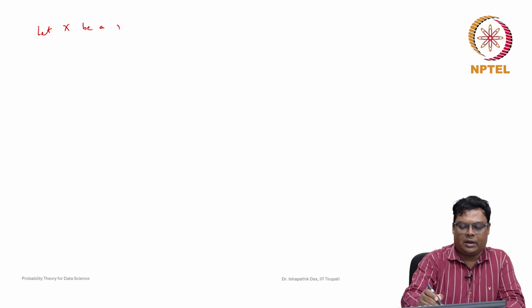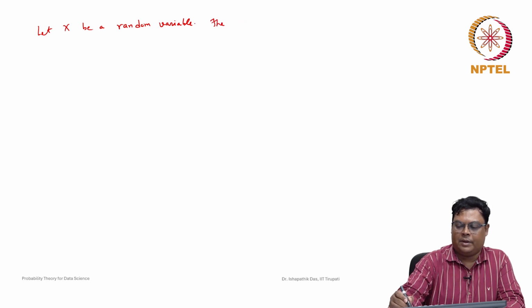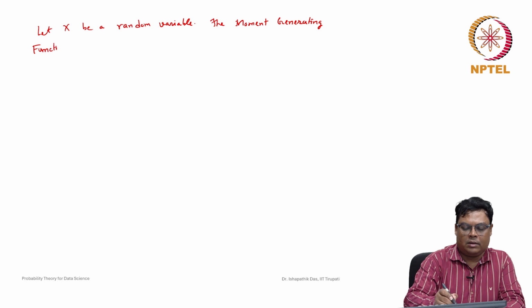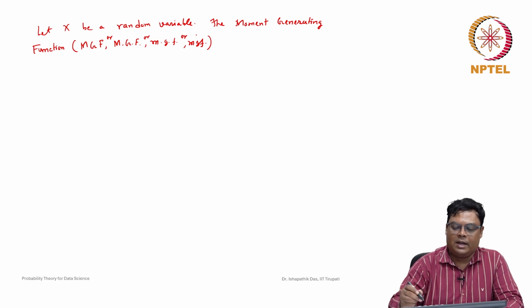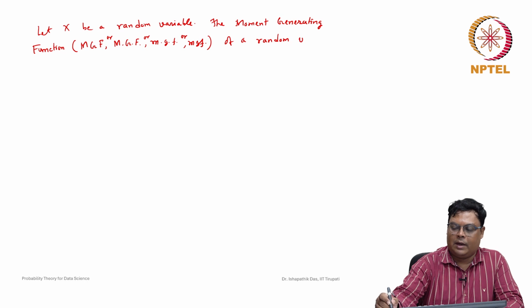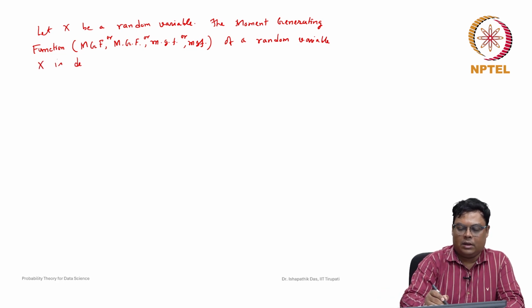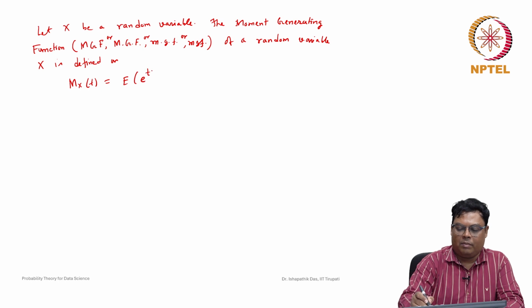Let X be a random variable. The moment generating function, we abbreviate it as MGF, of a random variable X is defined as M_X(t), the expected value of e to the power of tX.